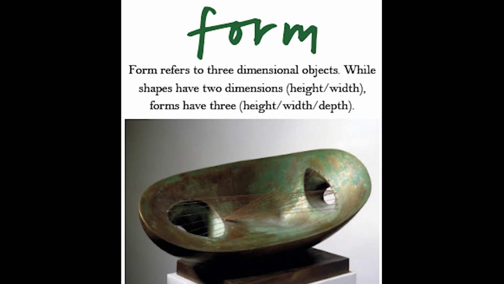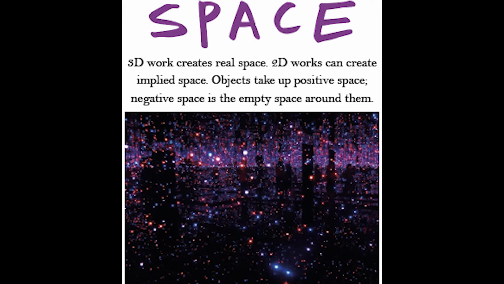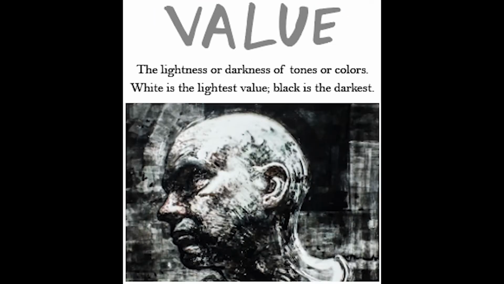Form. Form refers to three-dimensional objects. While shapes have two dimensions, height and width, forms have three: height, width, and depth. Space. 3D work creates real space. 2D works can create implied space. Objects take up positive space. Negative space is the empty space around them. Value. The lightness or darkness of tones or colors. White is the lightest value. Black is the darkest.